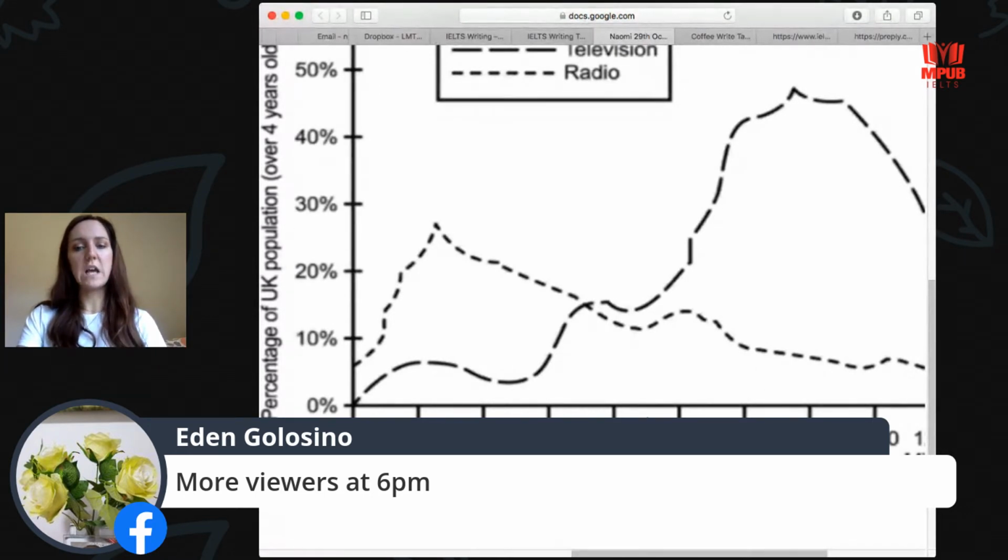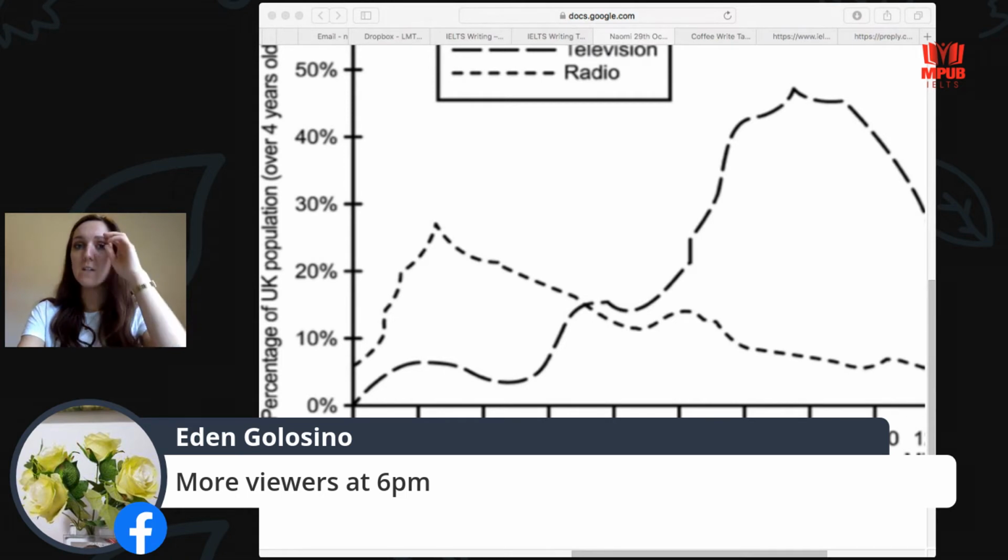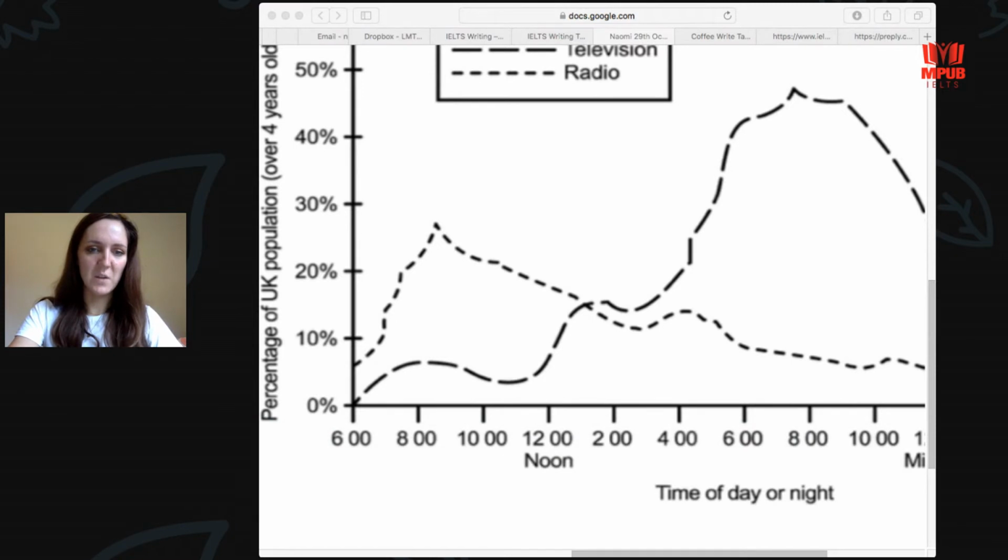So you could say viewers increase up to 6 p.m. and then we see a slight increase up to 8 p.m, which seems to be the peak viewing hour. Eden, I might also say TV viewers. We want to be very specific and might just help. But you're doing well, Eden. I know what you're trying to say there, so that's great.